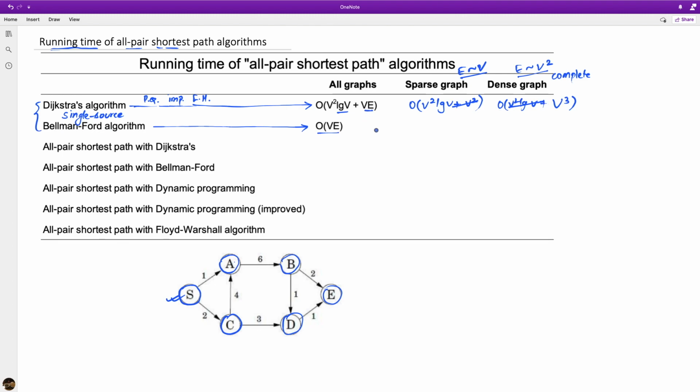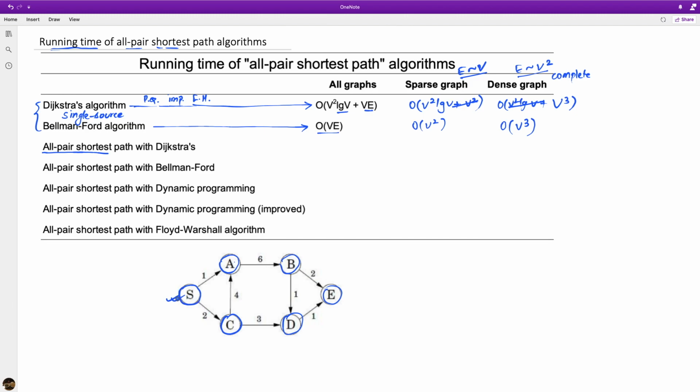Similarly, for the Bellman-Ford algorithm, since in a sparse graph V is almost equal to E, the running time becomes big O of V square. And in the case of dense graph, this becomes big O of V cube. One very easy trick to compute all pair shortest path is to simply run one of these two algorithms at every vertex of the graph.